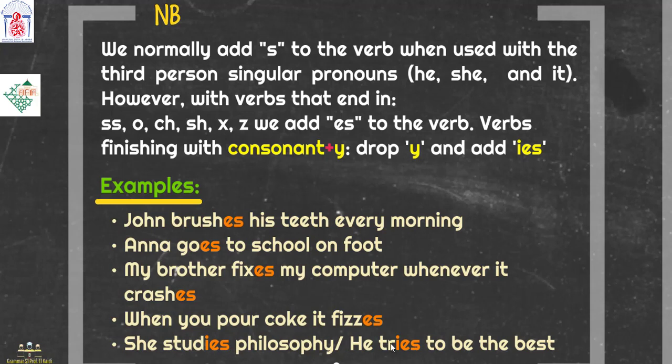And the same thing applies to the verb to try, okay? He tries, she tries, it tries. We omit the y and we add ies, okay? Now these are basically the most important morphological changes that we add to the verb as we conjugate it in the simple present, especially with he, she, and it, okay?